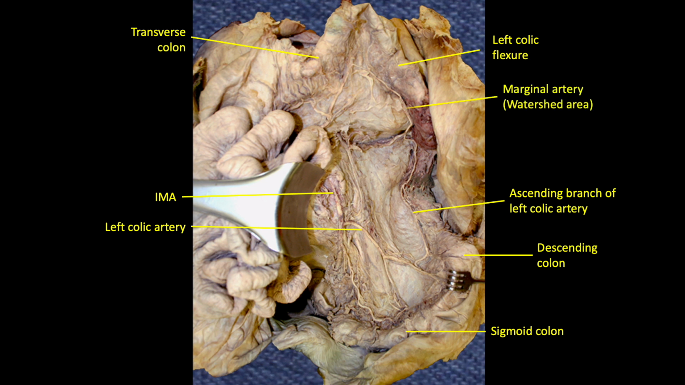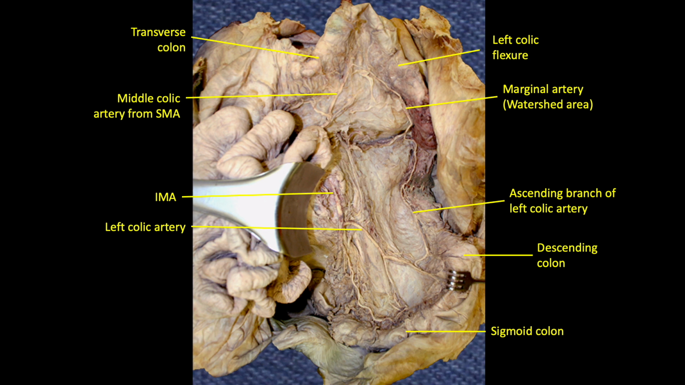Here, it anastomoses with the marginal artery, a branch of the middle colic artery from the SMA. This is considered a watershed area with respect to the blood supply of the large intestine, in that the transverse colon is served by the SMA, but the descending colon is supplied by the IMA. At the interface where the two arteries supply the colon, the area is most susceptible to ischemic attack.